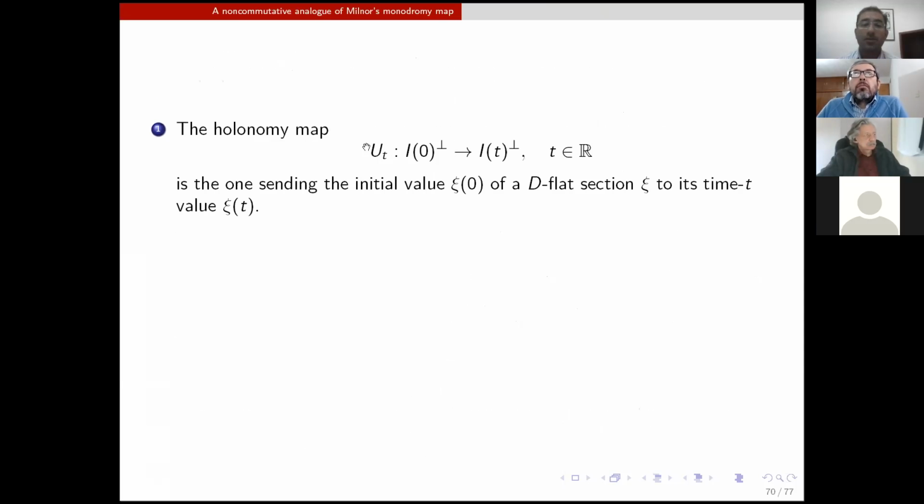The holonomy map, I have denoted by u of t. So this is a map from I0 perp to It perp. What does it do? It considers a flat section, right? And it sends its value at time 0 to its value at time t. So this is a holonomy map. And because everything is natural, and because of these Leibniz properties, it turns out to be a unitary map. That is our extra piece of information.